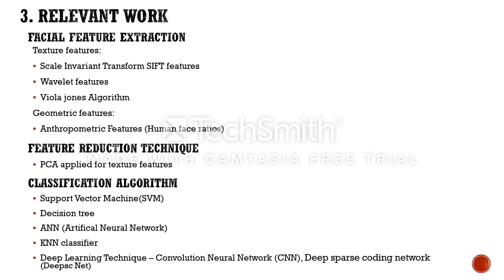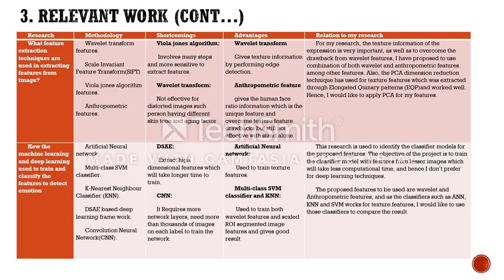Literature. The feature extraction techniques used are SIFT, which is scale invariant feature transform, wavelet features, the Viola Jones algorithm, and anthropometric features. Feature reduction techniques widely used are PCA, and the classification algorithms used so far are SVM, decision tree, artificial neural network, and K nearest neighbor, and deep learning techniques such as convolutional neural network and deep sparse coding network. This is an overview of my literature review and how it relates to my work.